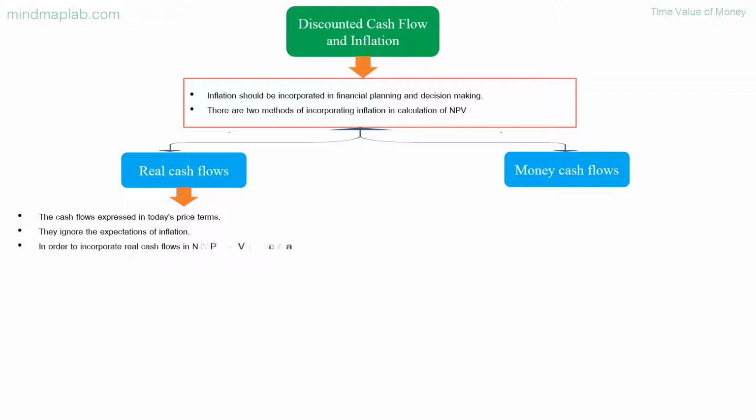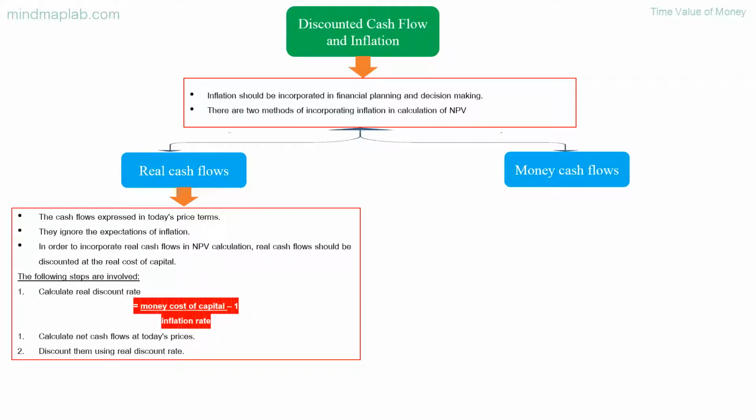In order to incorporate real cash flows in NPV calculation, real cash flows should be discounted at the real cost of capital. The following steps are involved. Calculate real discount rate using the formula. Calculate net cash flows at today's prices. Discount them using real discount rate.